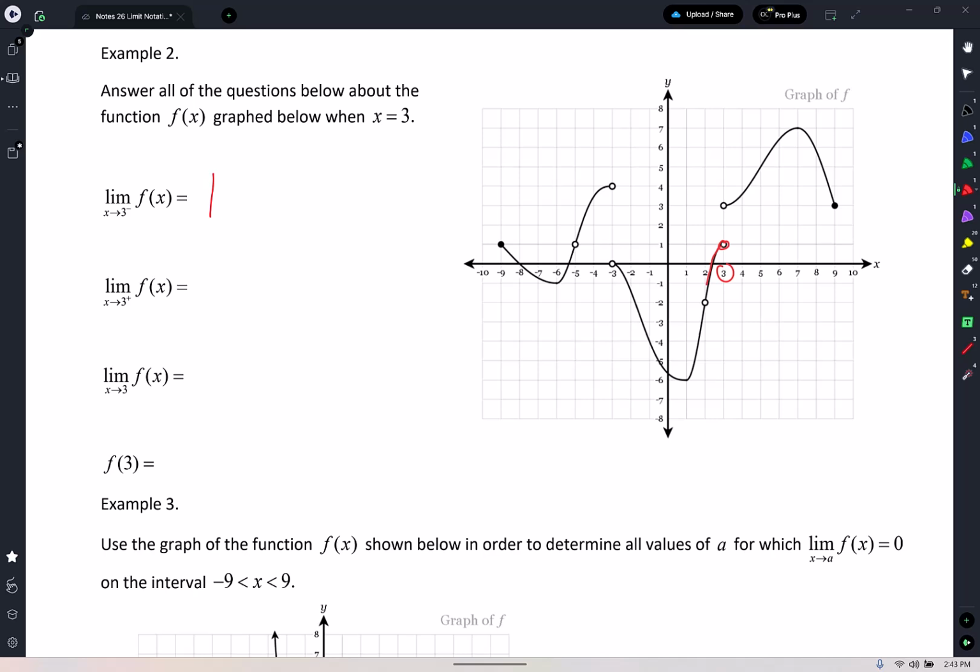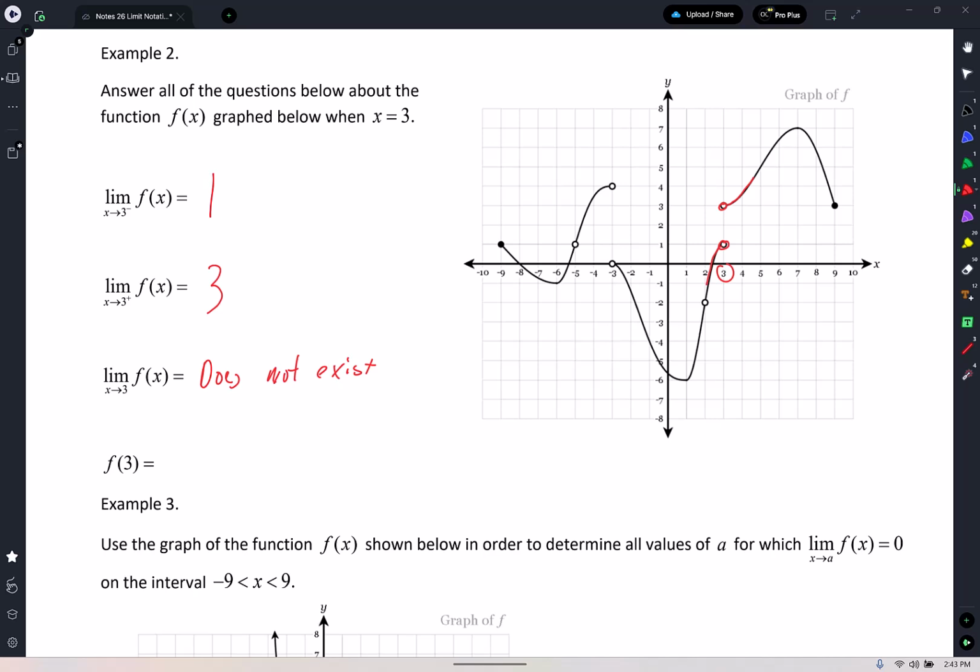You're getting ahead, miss. Limit as x approaches 3 from the right. What is it? 3. You're approaching from the right. So here it is. Boom, 3. Do you see how we're doing it? Okay. What's the limit as x approaches 3? Does not exist. This is for limits. The limit does not exist.